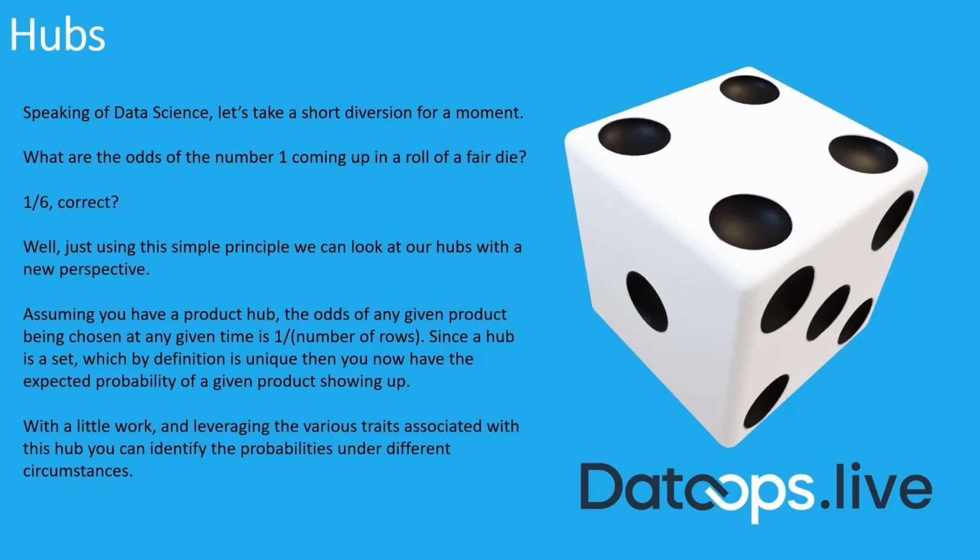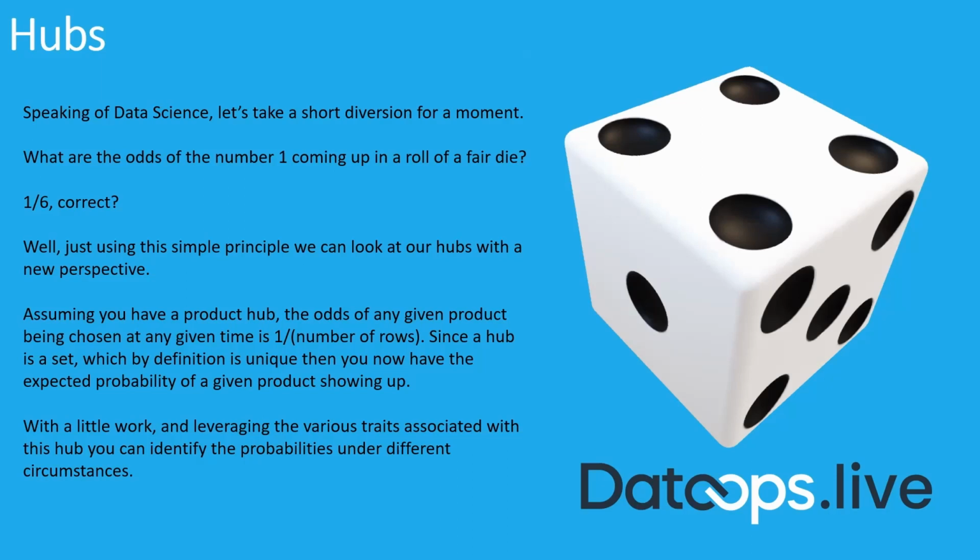So assuming you have a product hub, the odds of any given product being chosen at any given time is 1 over the number of rows. And since the hub is a set, which by definition of a set is unique, you now have the expected probability of a given product showing up at any given time.